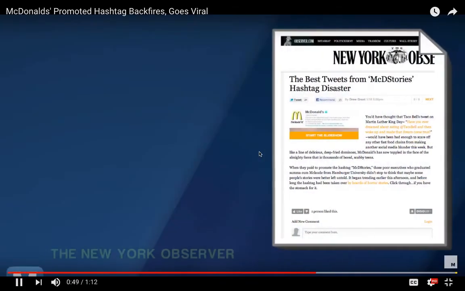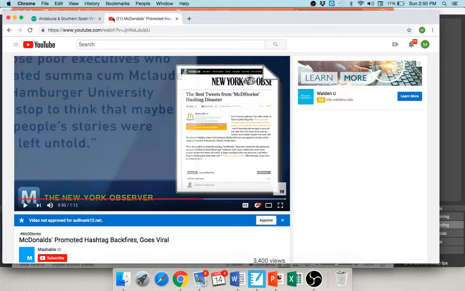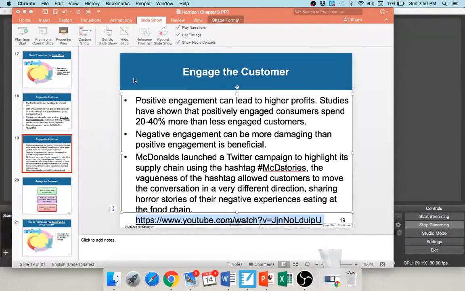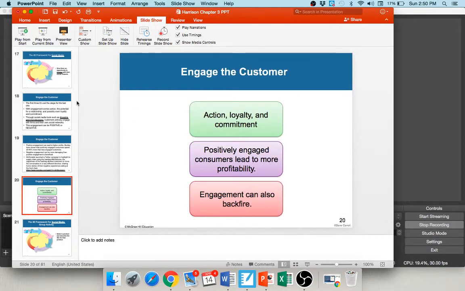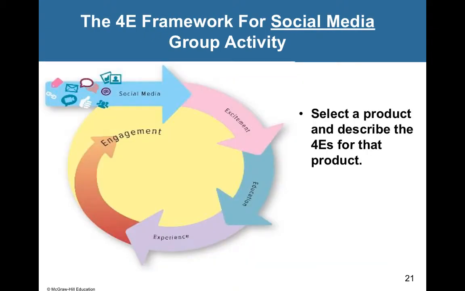Okay, so we'll stop there, but I think you can get a feel for just why exactly this was, how it took a bad turn pretty quickly. Okay, so again, we do want to engage our consumer. This can help us get action, loyalty, and commitment. And of course, the more positively engaged your consumers are, the more profitable your firm will become. Usually, they do spend 20 to 40% more on average, right? But we've learned this engagement can also backfire, as we saw with McDonald's.